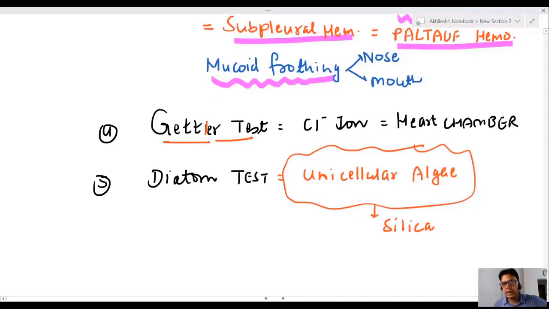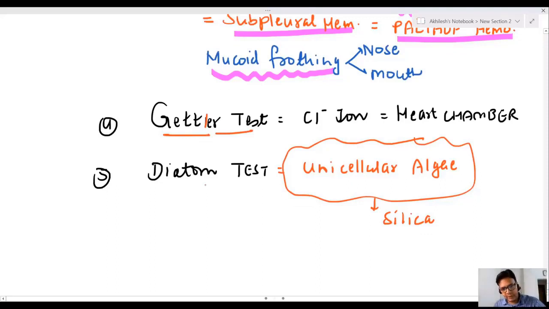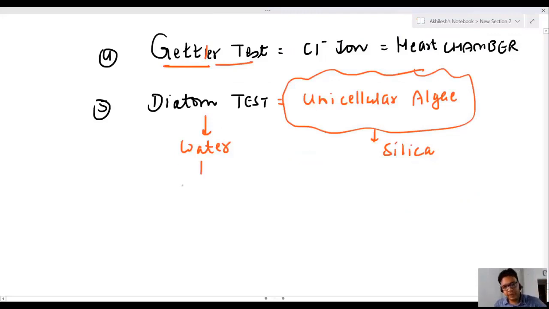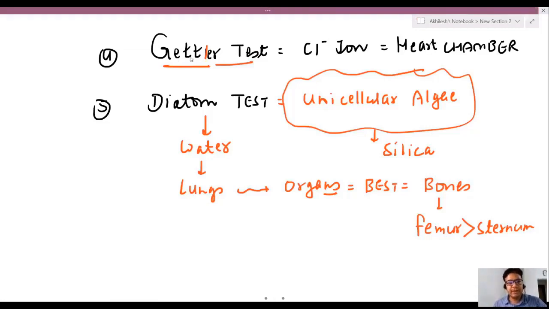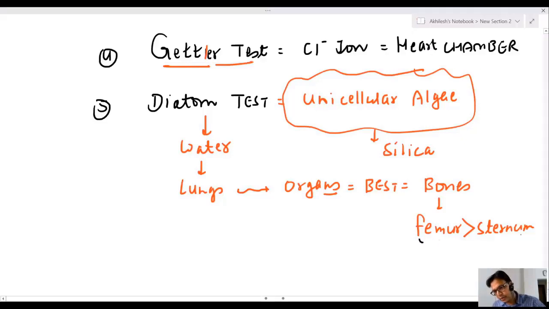And sir, along with the water, diatoms go into your lungs, then to different organs. Sir, the best organ for detection of diatoms is bone, and in bone, the best is the femur. Then second is the sternum. That's very simple, sir. In water we have algae, known as diatoms. Diatoms go into your lung, and from the lung to the systemic circulation.